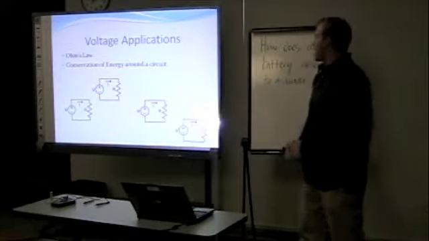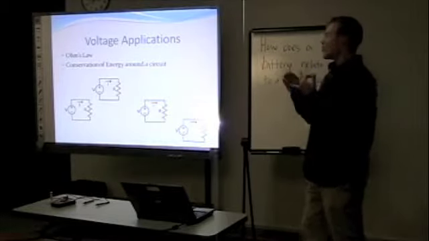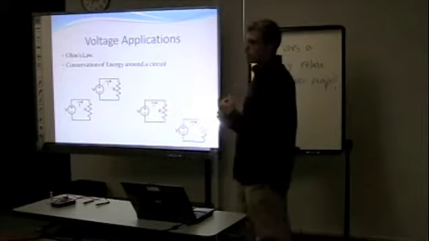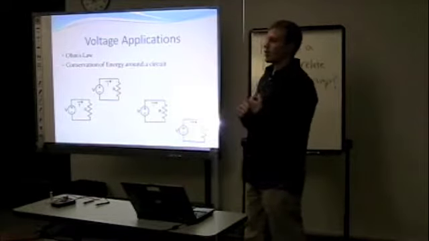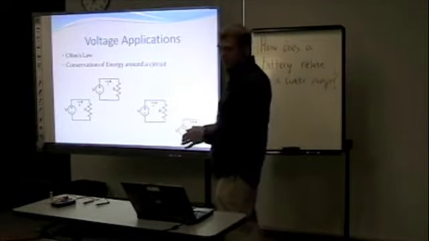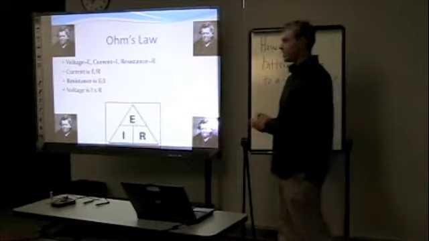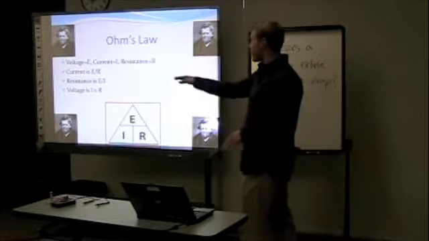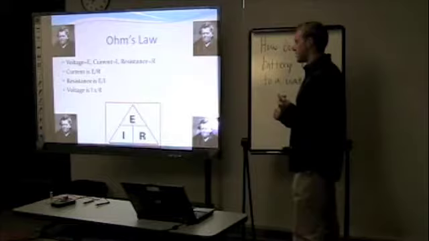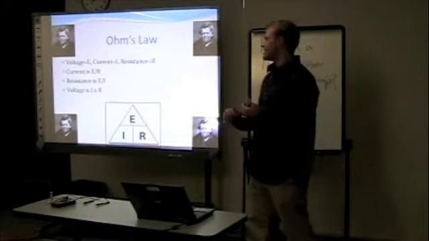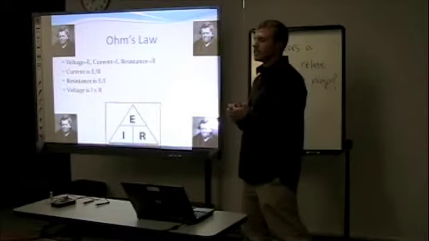All right, gang. Next, we're going to move on to voltage applications. Voltage is critical in Ohm's law. It helps find current, which we discussed yesterday, and it helps us understand conservation of energy around a circuit. This is Mr. Ohm here. This is his law in these 4 corners. And voltage is equal to E, current is equal to I, resistance is equal to R. Current is E over R, resistance is E over I, and voltage is I times R.